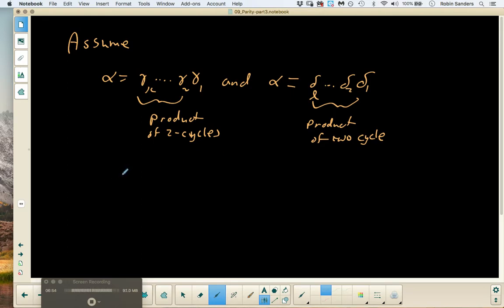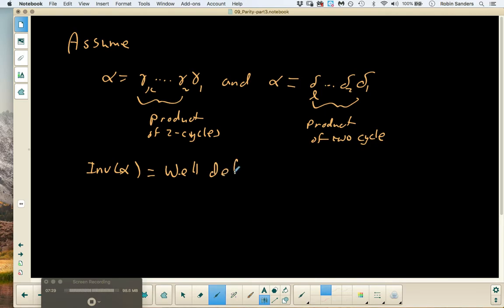Now, what I want to notice here is that the inversion number of alpha is well defined. Let's see if I can get my pad in a place where the writing will be neater. So what I know is that the inversion number of alpha is well defined.